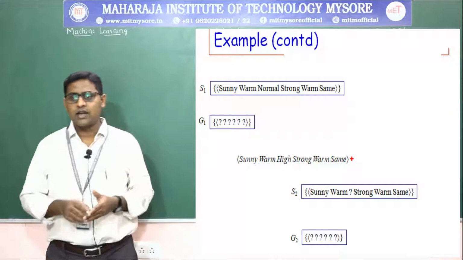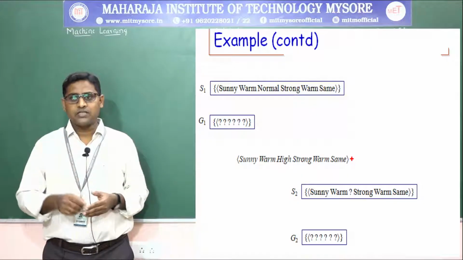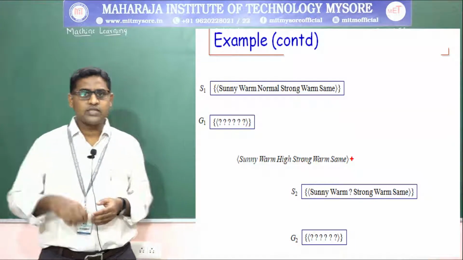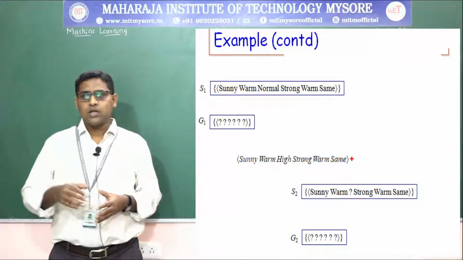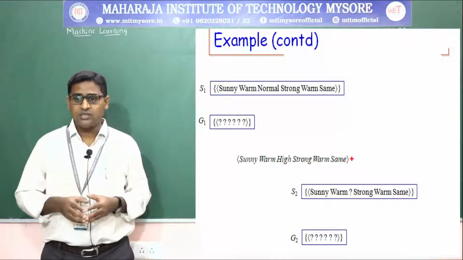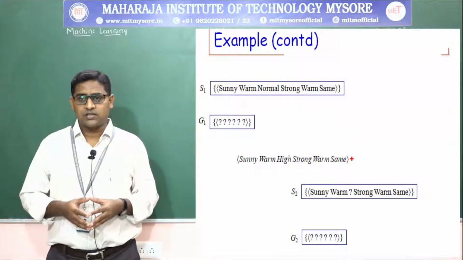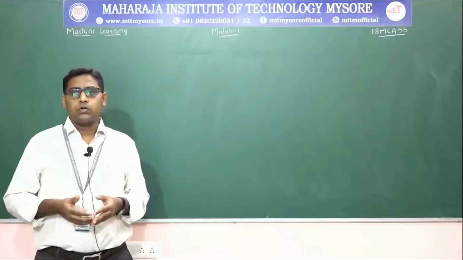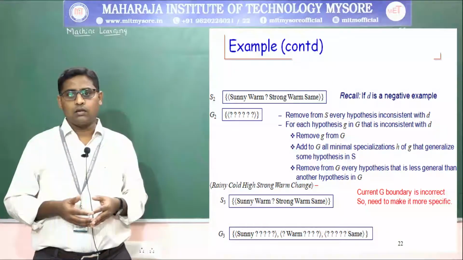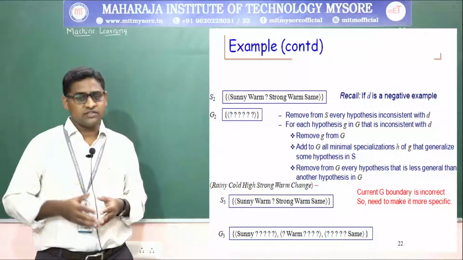So there you can generalize, either you can replace that with normal or you can replace it with high. So you can generalize there with the question mark symbol. So S2 is again generalized with question mark symbols. Now, continuing the same, we will go to S3.